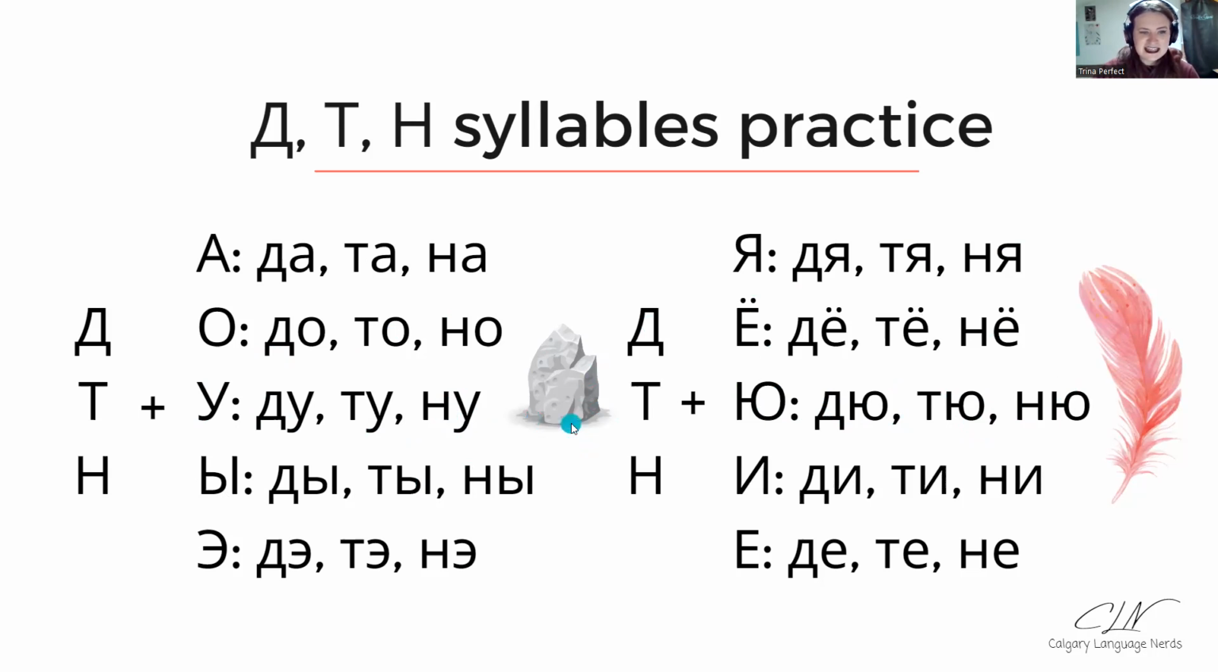The tricky one. Let's go. Ды, ты, ны. The one without too much of a smile. Okay, and then with the smile, ди, ти, ни. And let's roll them over and do them in pairs then. Ды, ды. Ты, ты. Ны, ны. Ди, ди. Ти, ти. Ни, ни.